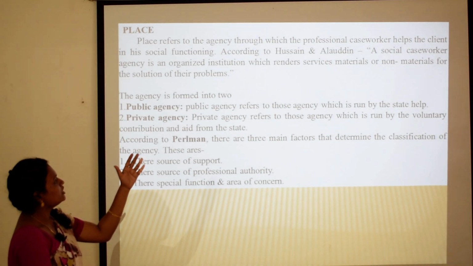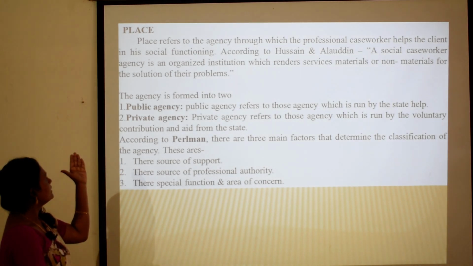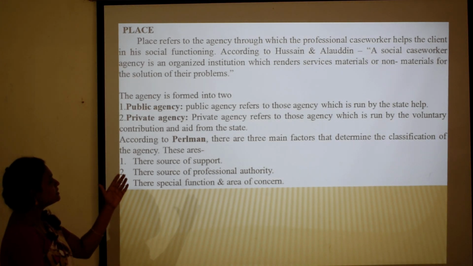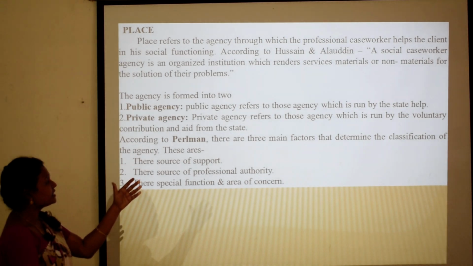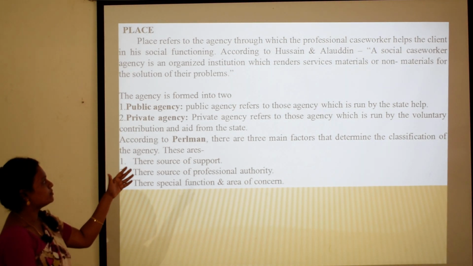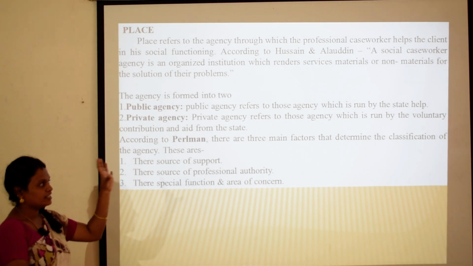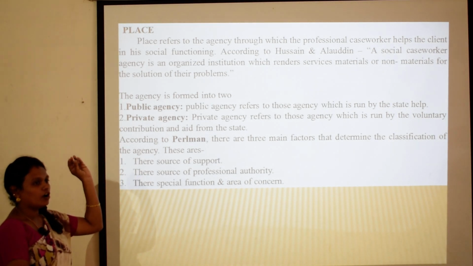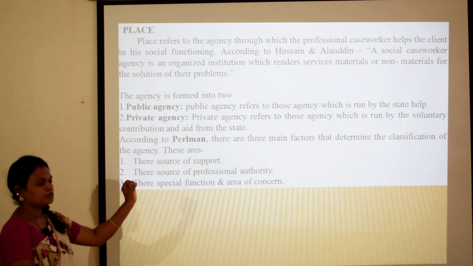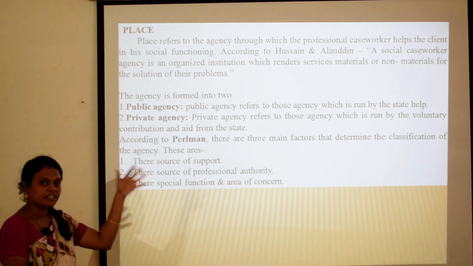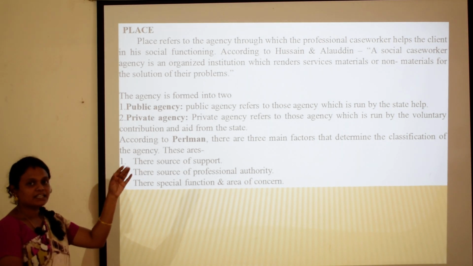According to Astin and Aladdin, a social caseworker agency is an organized institution which renders services, material or non-material, for the solutions of their problems. So he defines a social caseworker agency as an organized structure, an organized institution, and they will receive material and non-material help and help the client.